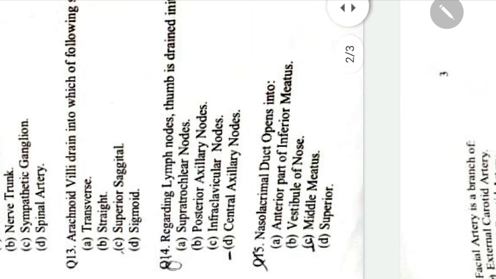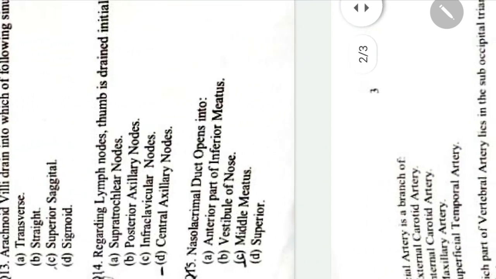So covered most of them. I hope you don't know the answer. I cannot even lie. Drain into which of the following sinuses? Of course, the answer here that I've drawn is the superior sagittal sinus. This is the answer, and here also the answer is the superior sagittal sinus. Okay, done.